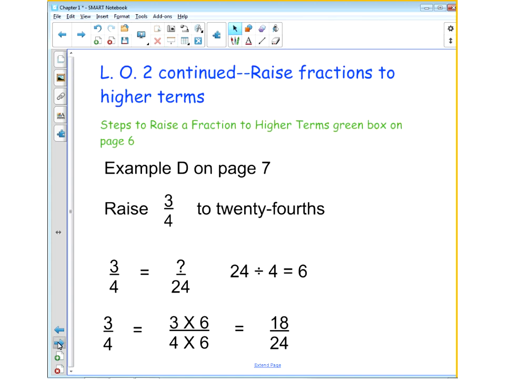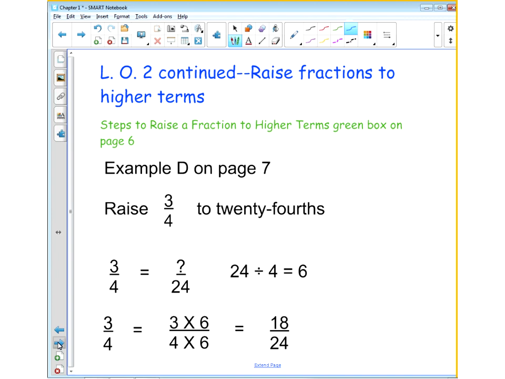All right, next. Raising fractions to a higher term. The steps to raising a fraction to a higher term are in the green box on page 6. We'll look at example D on page 7.